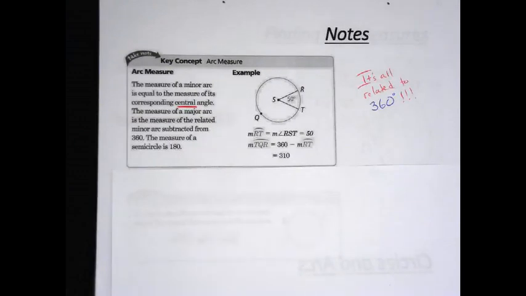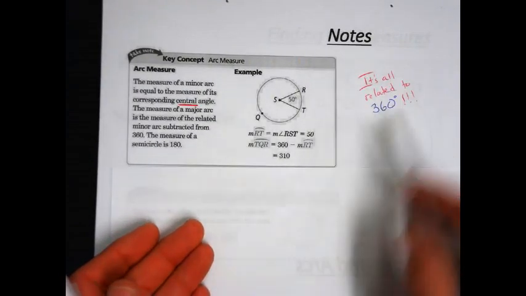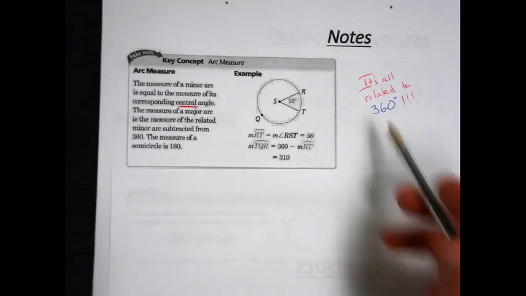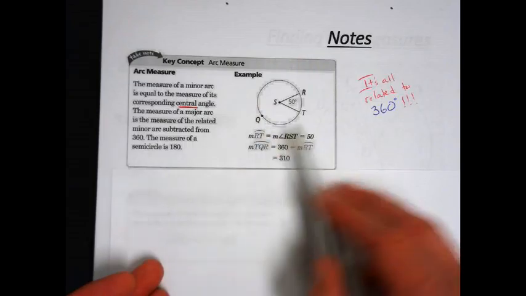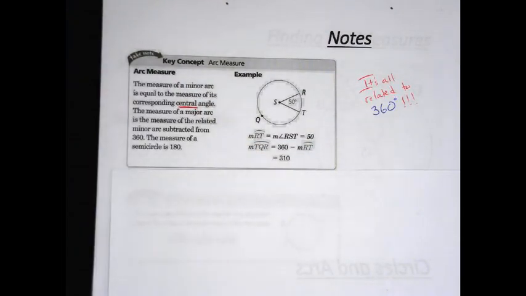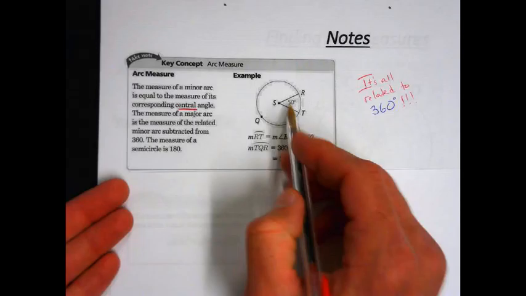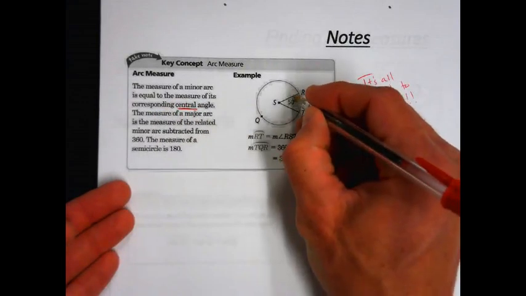Now, the whole thing that I base everything on is relating to 360 degrees around a circle. If you have a fixed point and all points equidistant from that fixed point, it goes completely around, and the entire way around is 360 degrees, which means we can have arc measures that are related to the angles that make them. So here's how it works. The measure of a minor arc, smaller than a semicircle, is equal to the measure of its corresponding central angle.